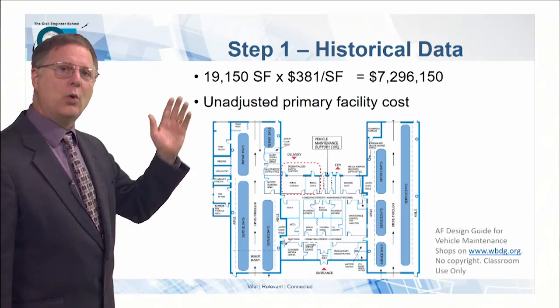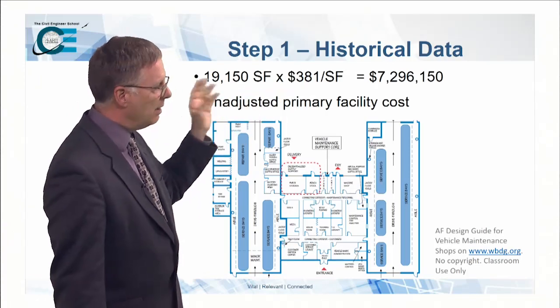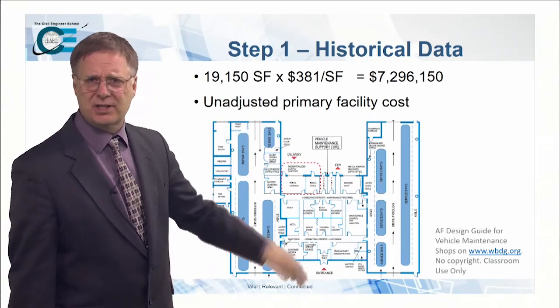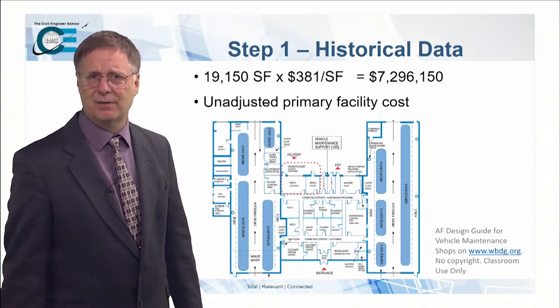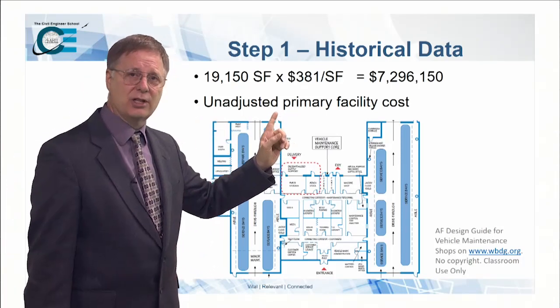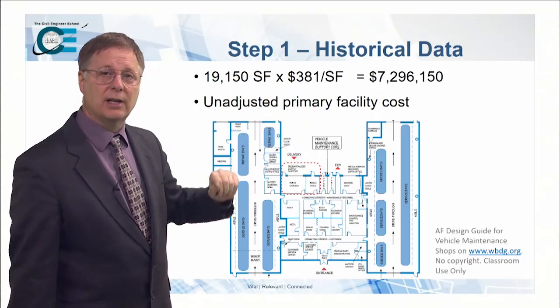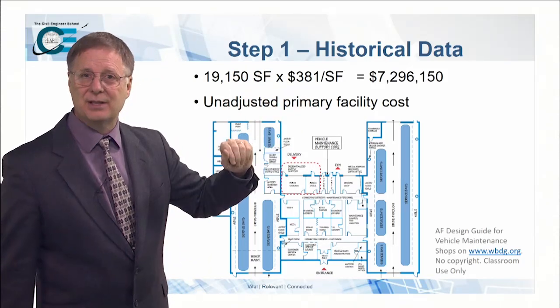So now we know we have a 19,150 square foot facility. We know the cost per square foot. Multiply those two together, we come up with a $7,296,000 project. It's just that easy. This is our unadjusted cost. So we're at the end of step 1. We've got the unadjusted cost based upon the cost per square foot and the size of the facility.